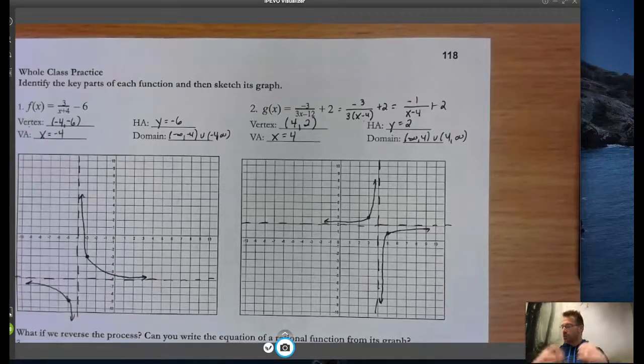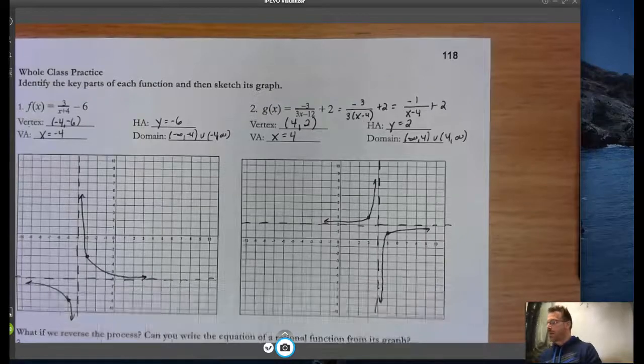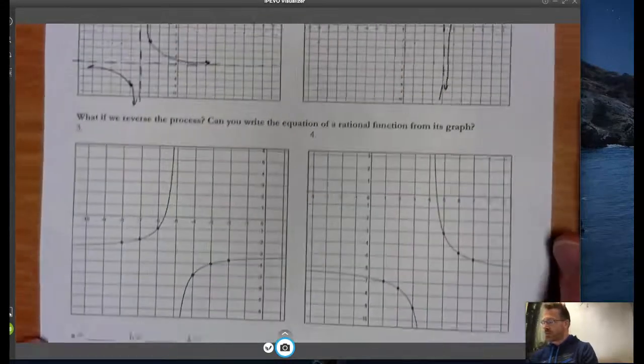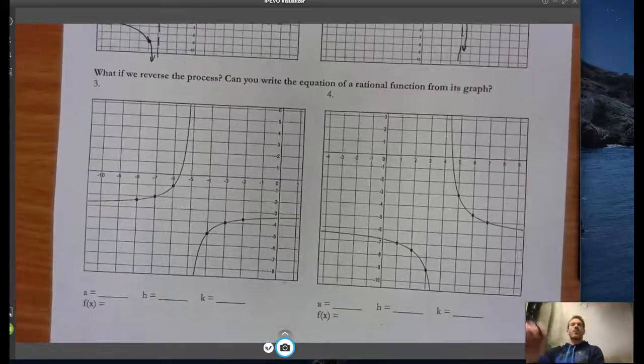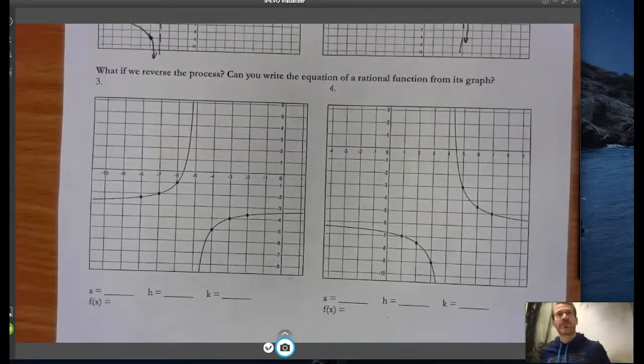Now just real quick, let's take a look at going in the opposite direction. What if we were to reverse this process? What if we had the graph of a rational function and we now want to write the equation? The first thing that we really want to do is identify those two asymptotes, because that's going to help us find h and k. And then that's going to help us find our center, which will allow us to count our a value.